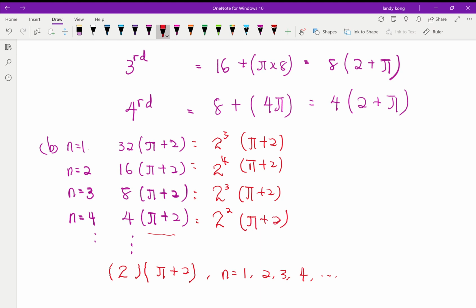So how does this one become 5? 1 becomes 5, 2 becomes 4. So we use 6 minus n. So 6 minus 1 becomes 5, 6 minus 2 becomes 4, 6 minus 3 becomes 3, 6 minus 4 becomes 2. So this is how we prove it.